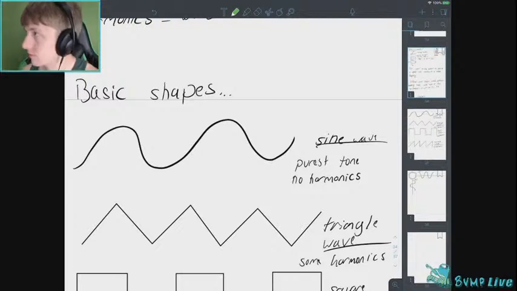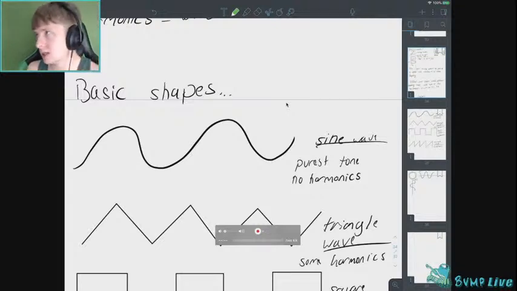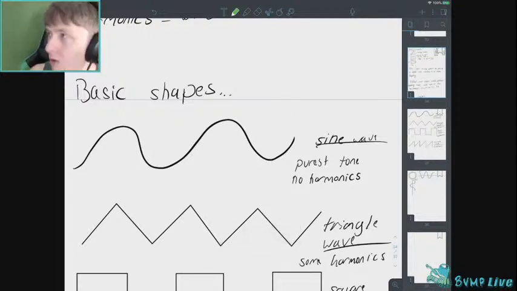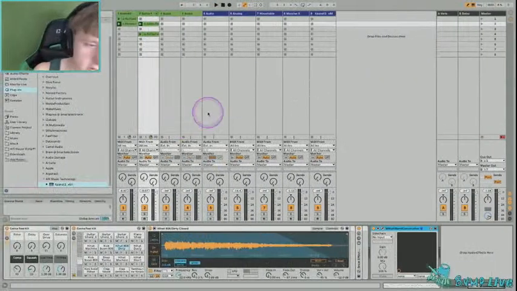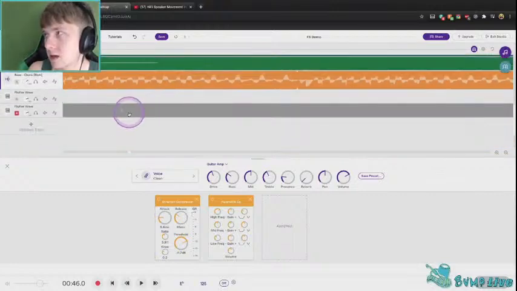Now, let's hear these so that we get another perspective. So, the sine wave. This is the most basic wave shape there could be, the most basic, purest form of sound. So, what does it sound like? Well, let's find out how to get there in Soundtrap, first of all.